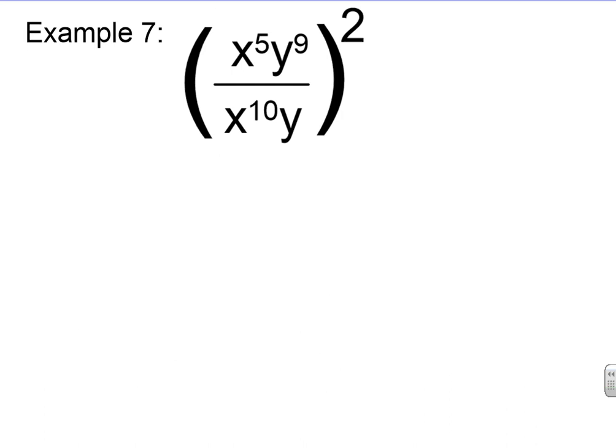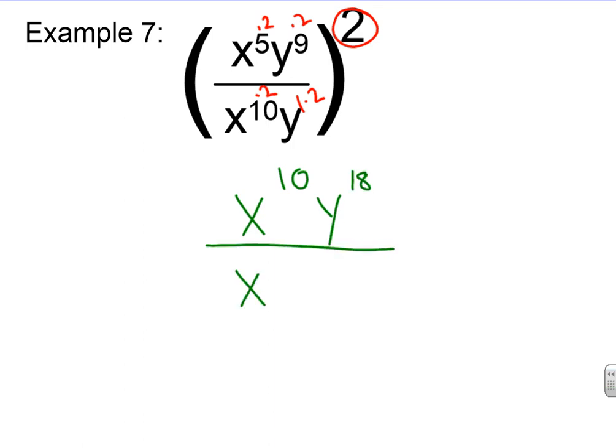All right, we're going to take a look at example 7. Example 7 has me with a power on the outside, but I have a fraction on the inside. So you have two options. You can simplify and then do the power, or I just like to do the power first. Times 2, times 2, times 2. This is a 1 times 2. When I rewrite it, I have x to the 10th, y to the 18th, over x to the 20th and y to the 2nd. Now I'm going to simplify by subtracting because we're dividing.